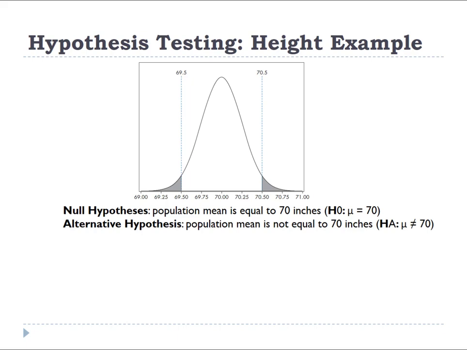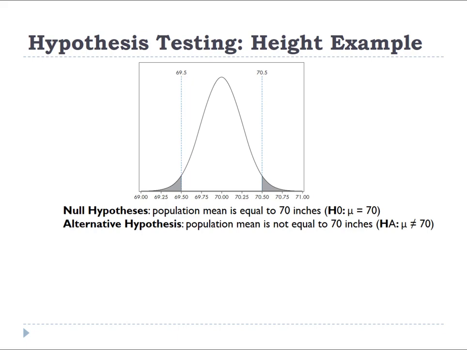We wish to challenge this claim using hypothesis testing. Our null hypothesis states that the population mean height is equal to 70 inches, and our alternative hypothesis states that the population mean is not equal to 70 inches. By testing or challenging the claim that the population mean height is equal to 70 inches, we are stating that we are looking for statistical evidence using our sample data in favor of our alternative research hypothesis that the population mean height is not equal to 70 inches.